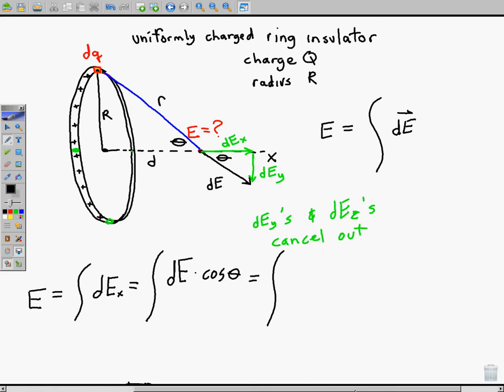So, right here for this dE, I'm going to write 1 over 4 pi epsilon 0 times dq over this distance right here, the distance from dq to the point in consideration. And that distance is r squared. And the whole thing is going to be times good old cosine theta.